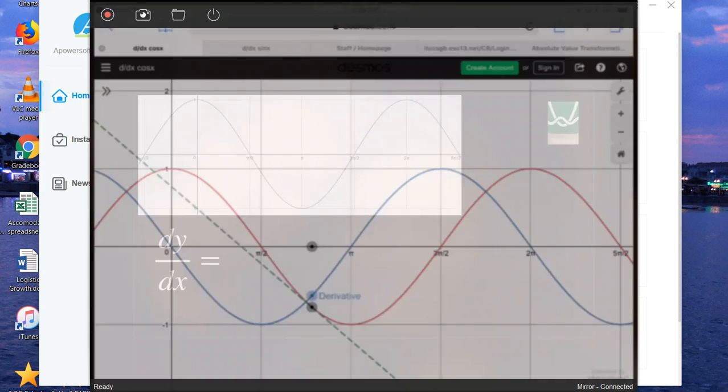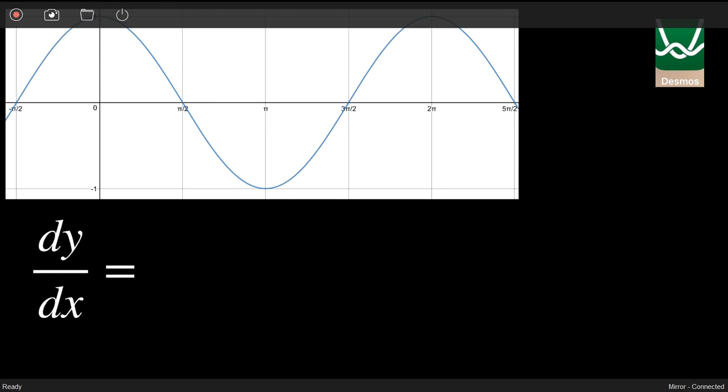So that means your derivative is going to be negative sine of x. So the derivative of cosine is equal to negative sine of x.